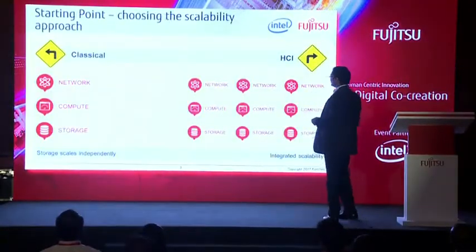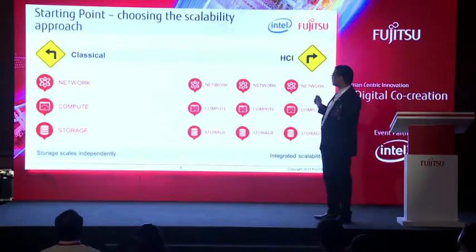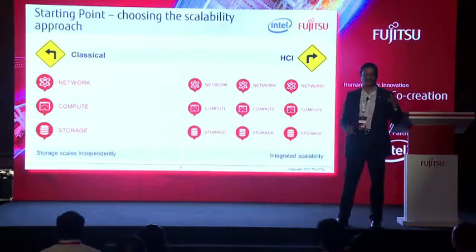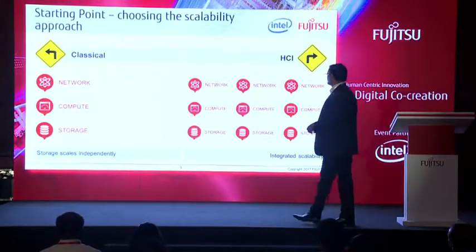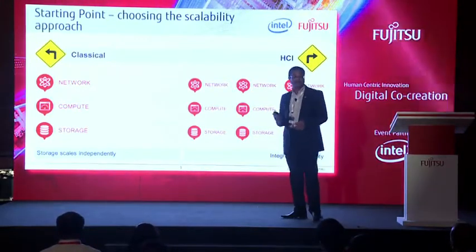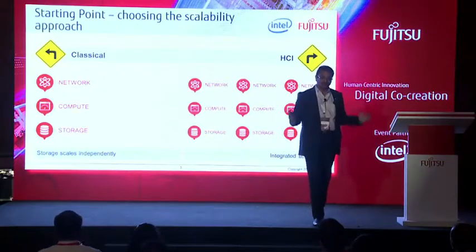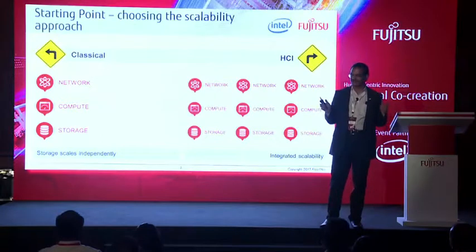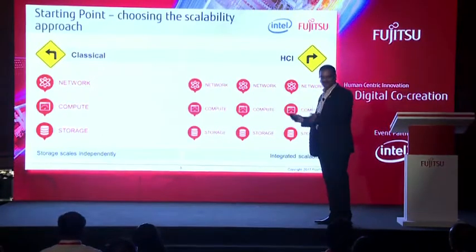So the starting point is scalability. There are two ways to look at it. One is the classical way: you have a separate network, a separate storage, and a separate compute. The other one is HCI, hyper-converged infrastructure, where the server acts in multiple roles. It acts as compute, it acts as storage, and it acts as network also.